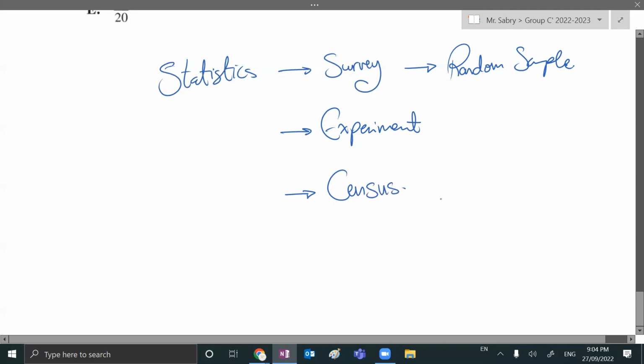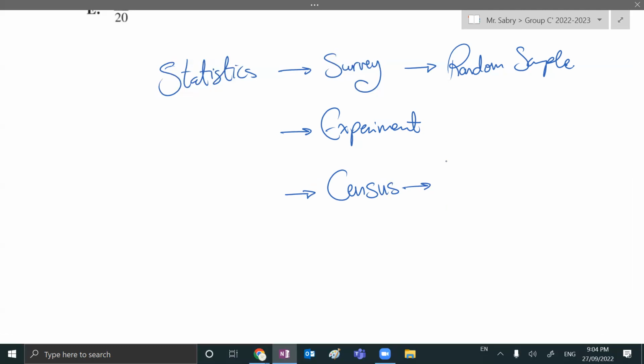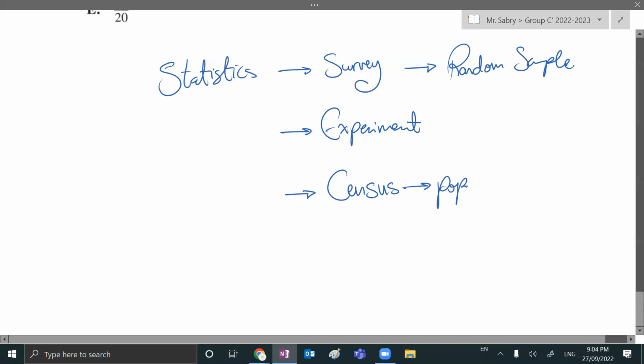There's also something called a census. A census is very similar to the idea of a survey, but it's done on a much bigger scale, like on a population. Most probably it's done on a population. We're talking about populations of people and so on. Usually there's nothing that we as students do that would be considered a census at all.